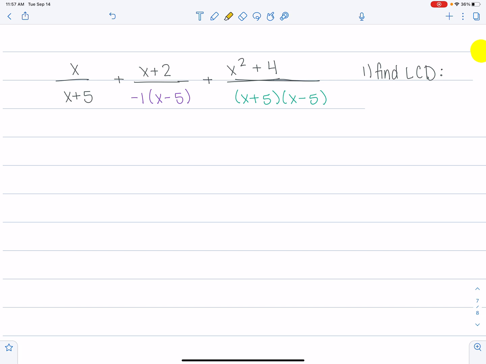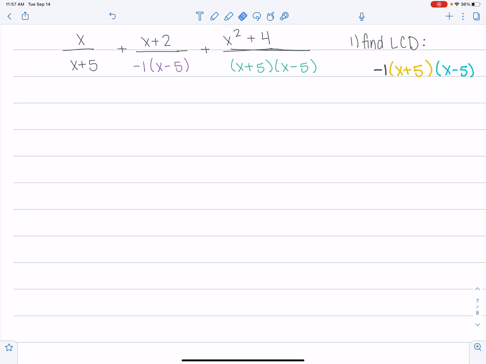And so to find the LCD, I'm looking for any two that are being repeated. And so you can see here, I've written the LCD, but I want to show you where that comes from. And so I have the x minus 5s being repeated here and here. So I only need to write that down once in my LCD. And then I have the x plus 5s being repeated. So I only need to write that down once in my LCD. And then the thing I have left behind is this negative 1. And so I have that in my LCD. And then that takes care of all the denominators.